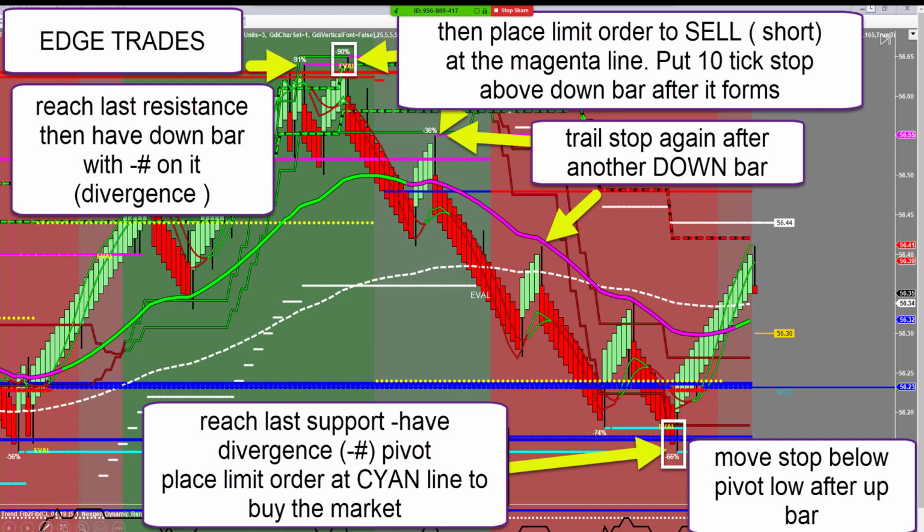I don't know, can you guys see my pointer or not? I'm wondering if you can see my pointer at all.